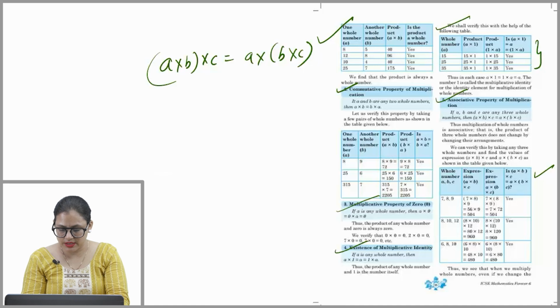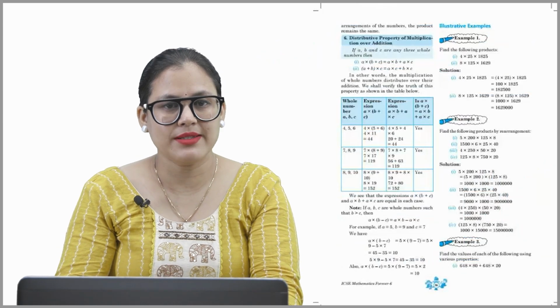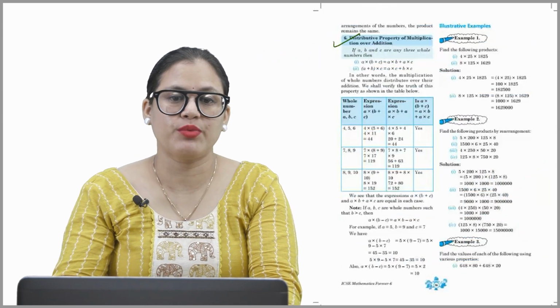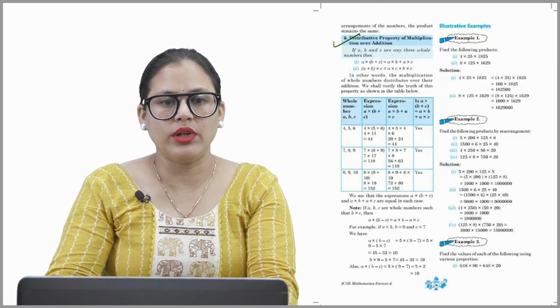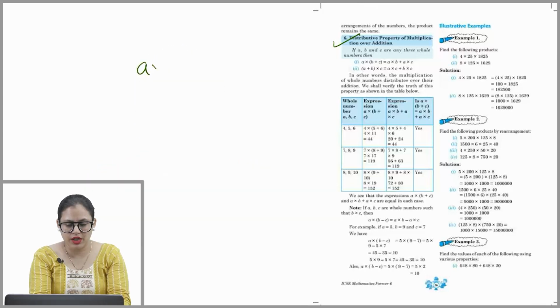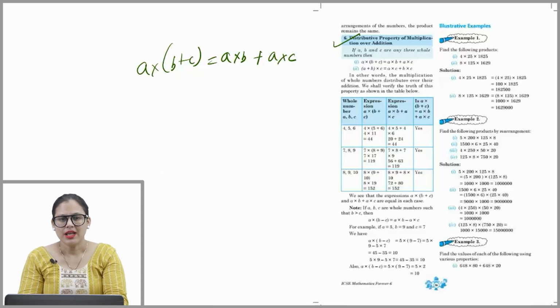So we see that when we multiply whole numbers, even if we change the arrangement of the numbers, the product remains the same. Number 6, distributive property of multiplication over addition. If a, b and c are any three whole numbers, then a into (b plus c) is a into b plus a into c. In other words, the multiplication of whole numbers distributes over addition. We shall verify the truth of this property as shown in the table.